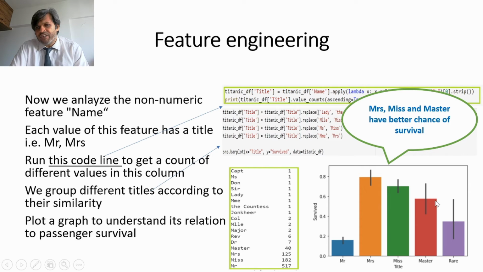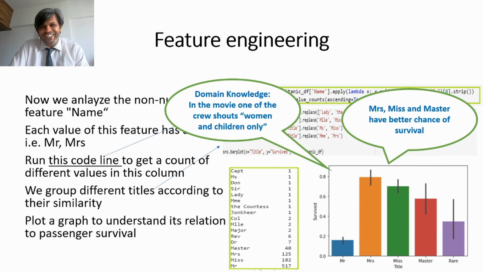And looking at this graph, what we realize is Miss and Master have better chance of survival, because if you see, this bar chart clearly indicates that Miss and Master have a high chance of survival. Now, does that remind you of some domain knowledge? If you have been watching the movie, like I said, watch it over and over again, you realize in the movie one of the crew shouts women and children only while loading the passengers into the lifeboats. So we can derive why this bar chart gives a high count for these particular titles.